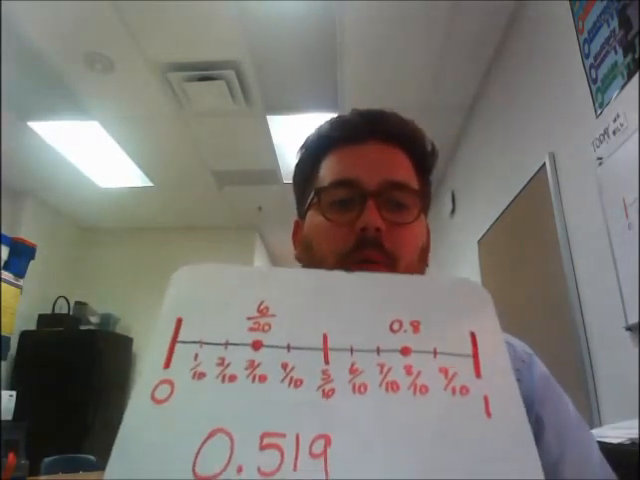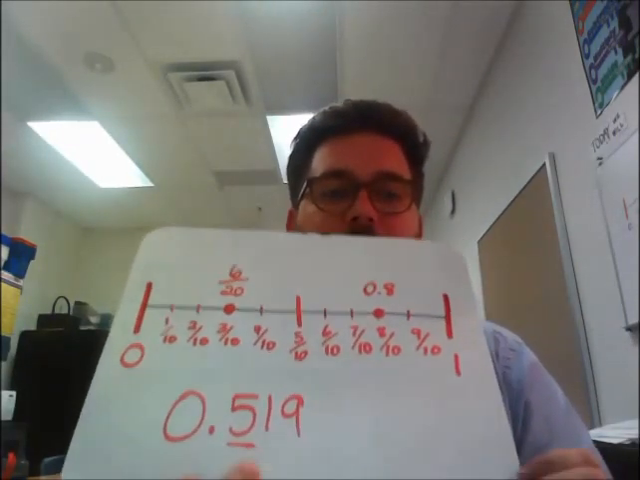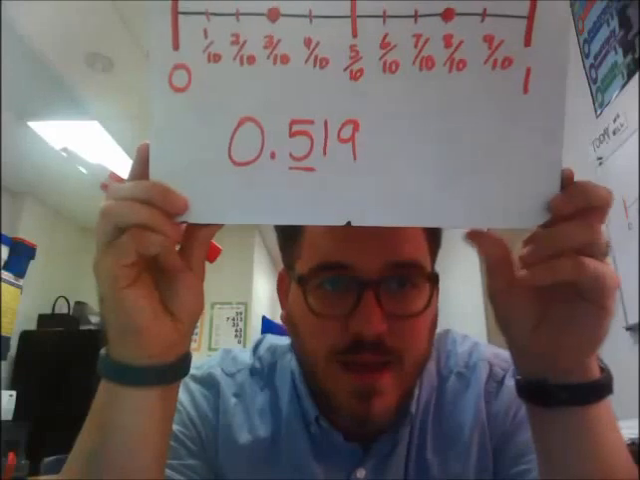Finally, the last number we have to put up is a little bit more complicated, but it's not so complicated. It is 0.519, which if we read it in place value would be 519 thousandths. Since we've divided our number line into 10 spots, or into tenths, what I'm going to do is underline the number 519 thousandths.